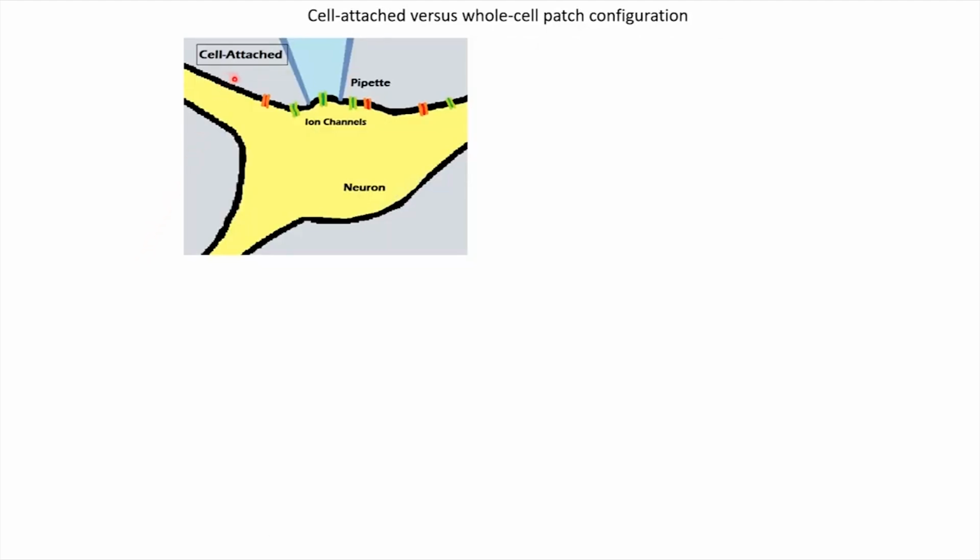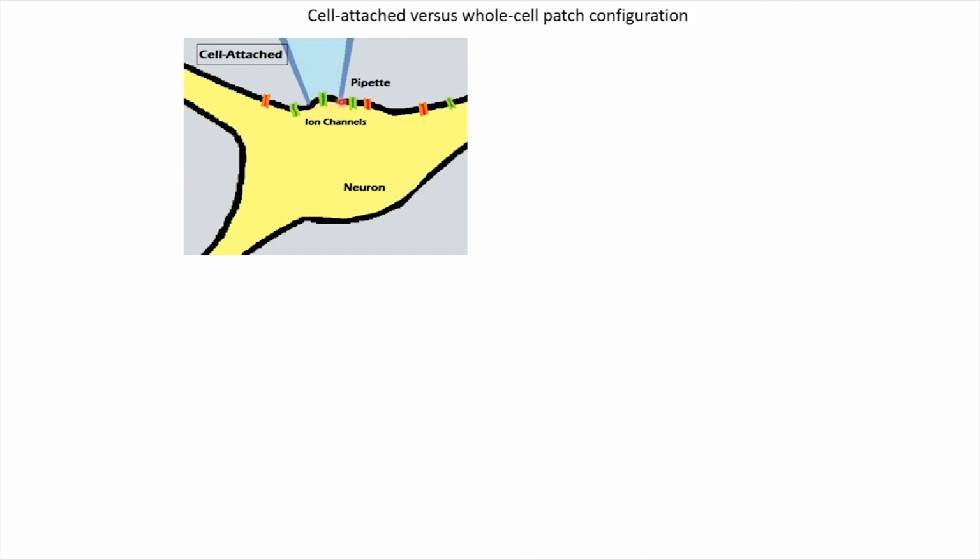The simplest configuration is known as the cell attached configuration that we have already seen, in which the glass pipette is put over the membrane and a tight seal is formed between the pipette and the membrane. And then we can measure the currents that are flowing through the ion channels that are covered in this part of the membrane.